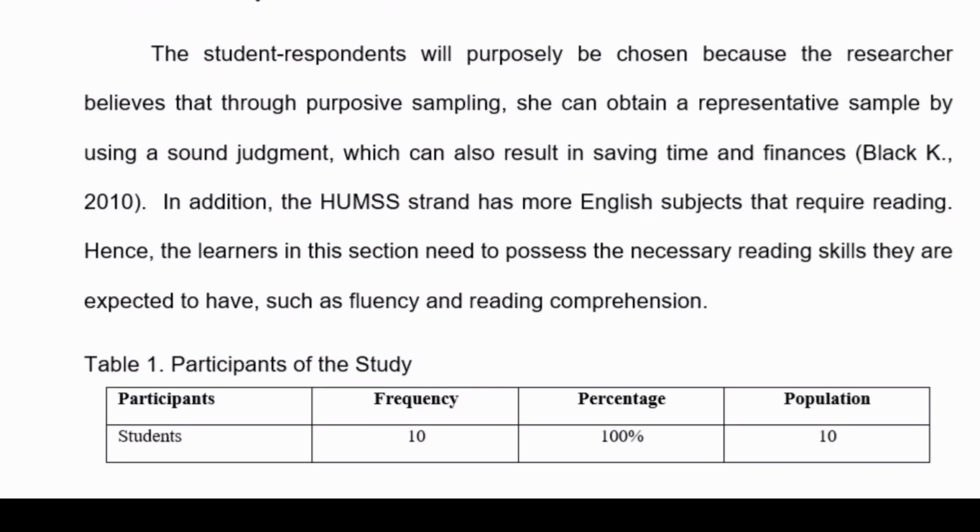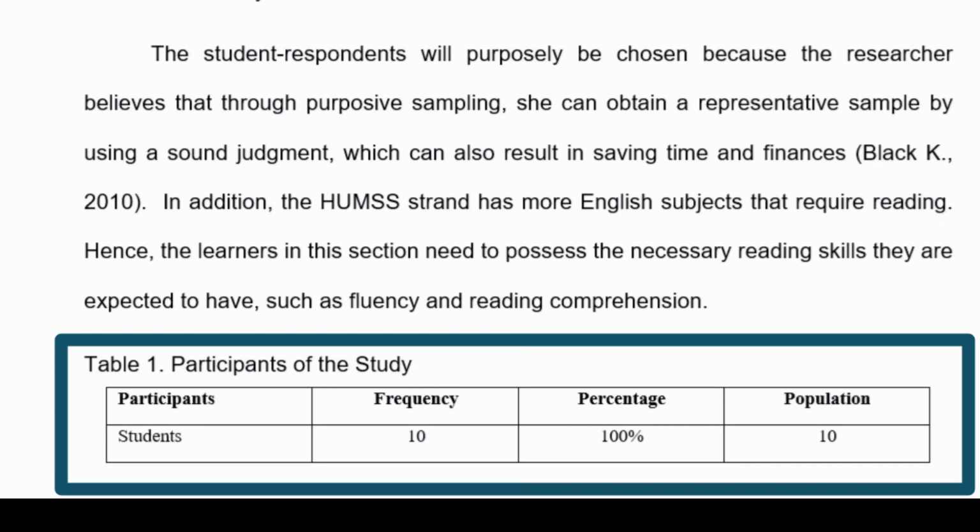In my case, it is always my style to include a table containing this information about the participants of my study. Who are they? The frequency, percentage, and population. However, hindi naman po ito required. But personally, I usually include a table like this. Ngayon, paano naman kung wala ka nang gagamitin na sampling method kasi 100% na ng participants or respondents mo ay kasali o kalahok dyan sa study mo? So, in this situation, ito yung ating sample para dyan.